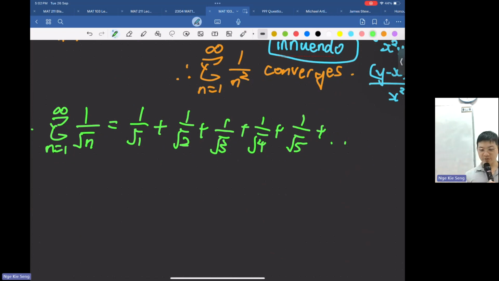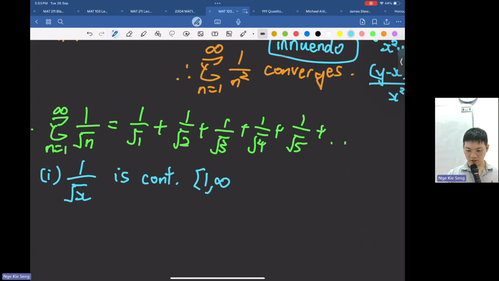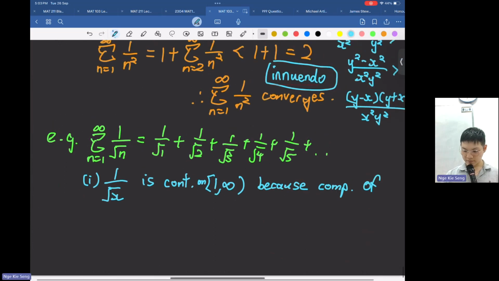Next. So should we do the same or not? If we're gonna use the integral test, continuous is the same argument here. Okay, so we look at 1 over square root x is continuous on 1 to infinity, because it is a composite continuous function. Okay, 2. I think this is strictly positive, so it's quite easy to see, right? So this one is easy.